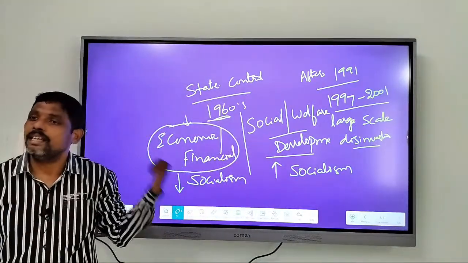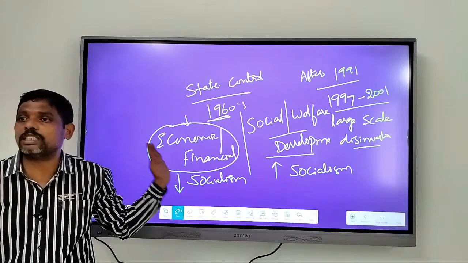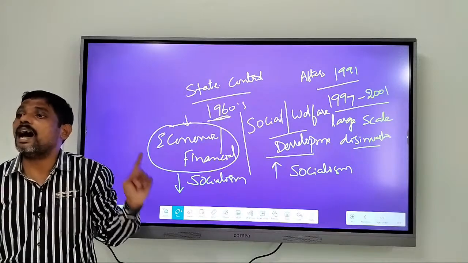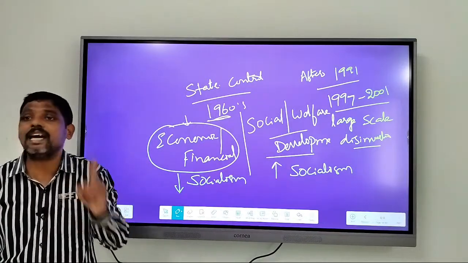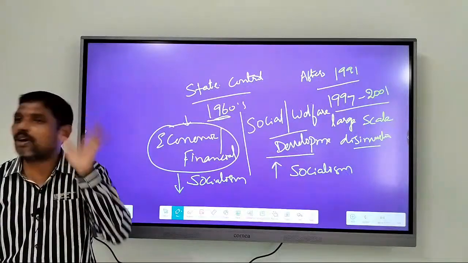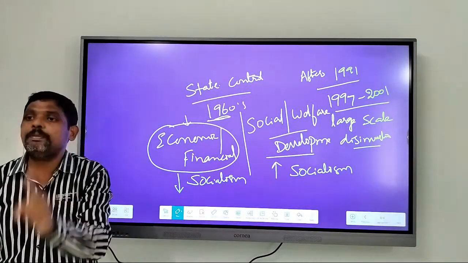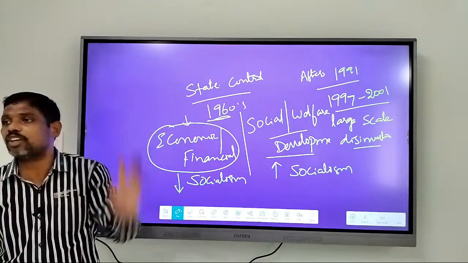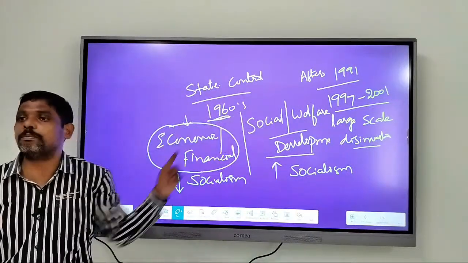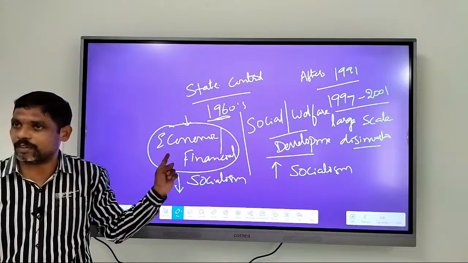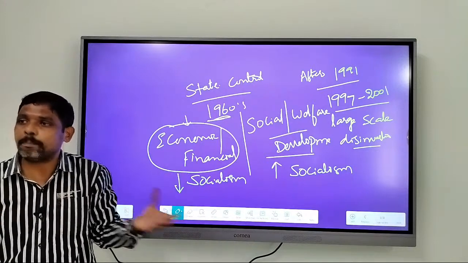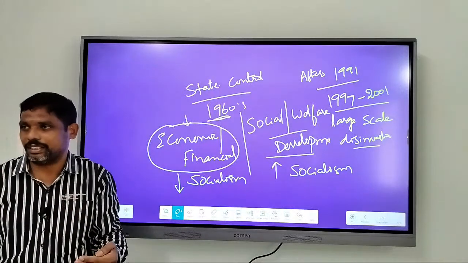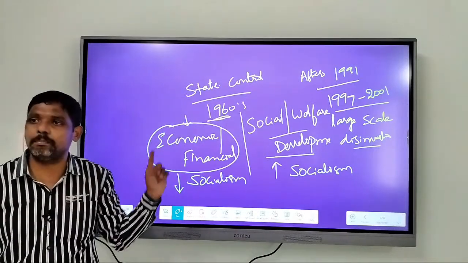Coming to the economic sector, here we need not follow the philosophy of socialism, because public sector units are business entities. They are meant to make profits. So they should always be governed by the principles of business. Here you should not impose the welfare principles. You should not mix welfare policies with this business.